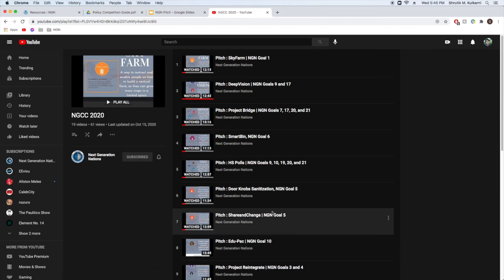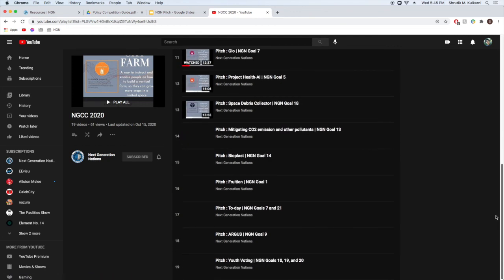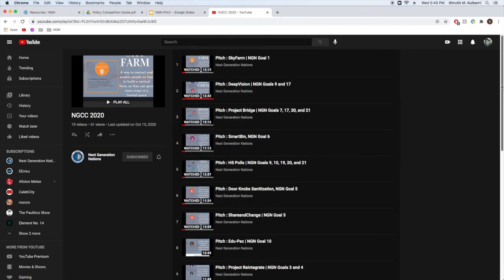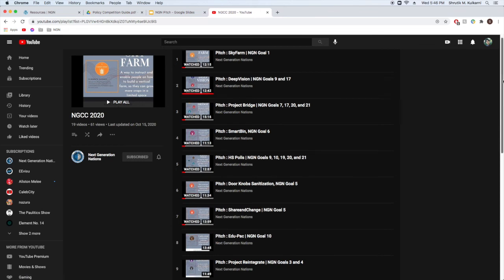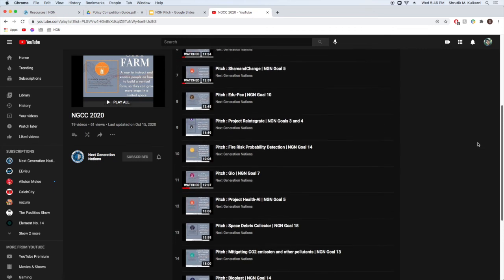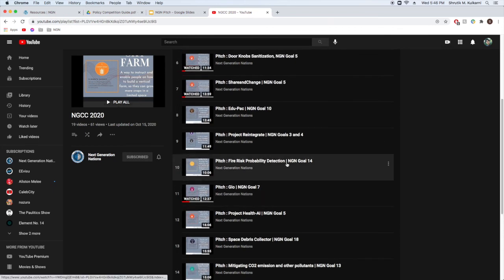Although this is a STEM solution, Share and Change is also a very good one to look into when it comes to proving your case, because it was 2020's winner. Another notable one, a really good policy submission outside of Project Bridge, the example that I used, would be HS Polls. I believe this is a legislation proposal. Another really good one would definitely be the Fire Risk Probability Detection, which is once again a STEM submission. Being able to see that demo and understand what a good pitch looks like is very important to succeed in this event.